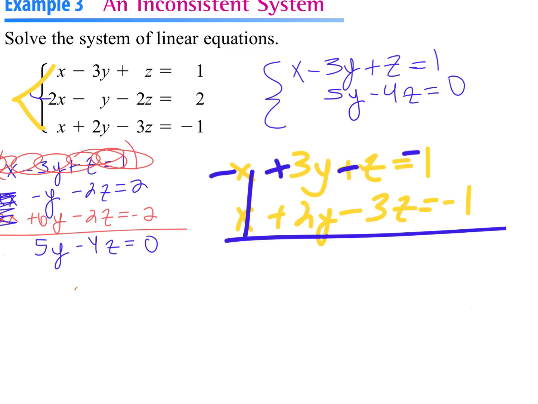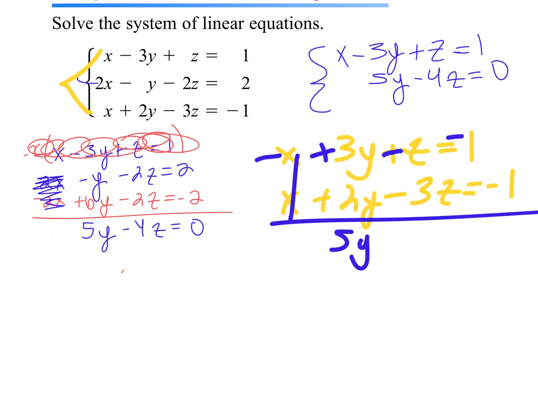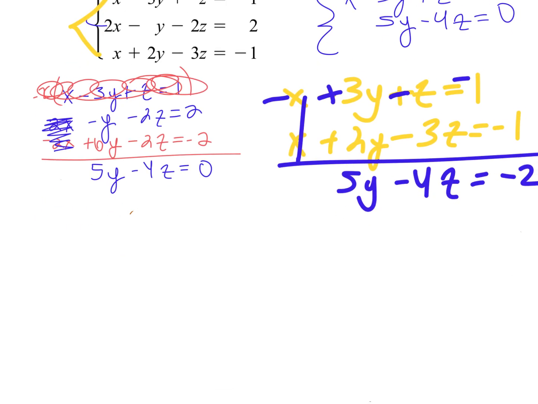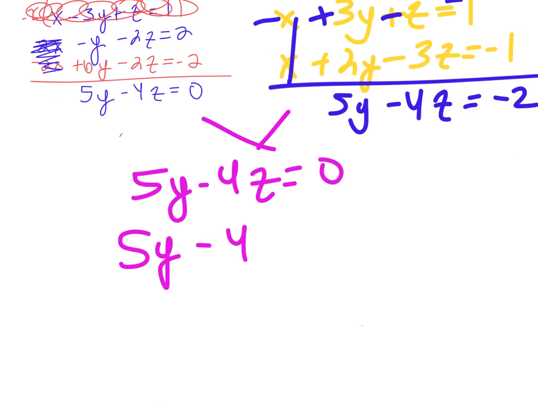Okay. What's 3y plus 2y? 5y. What's negative z minus 3z? Negative 4z. And what's negative 1 and a negative 1? Negative 2, okay? So now what do I do with these two? I'm going to combine them, right? Perfect. So 5y minus 4z equals negative 2.